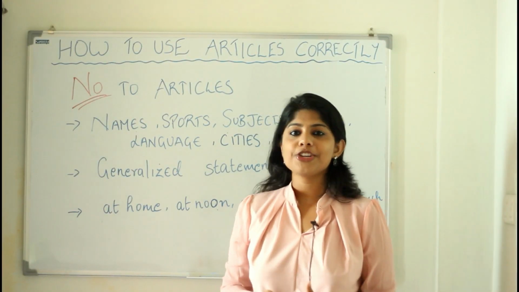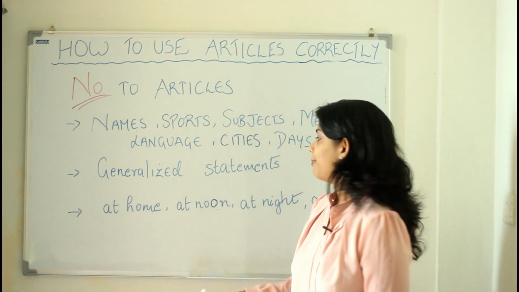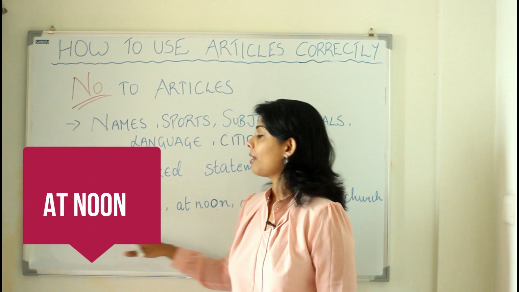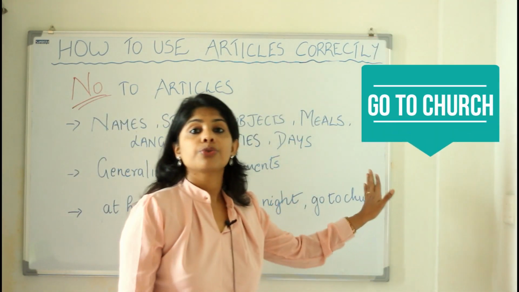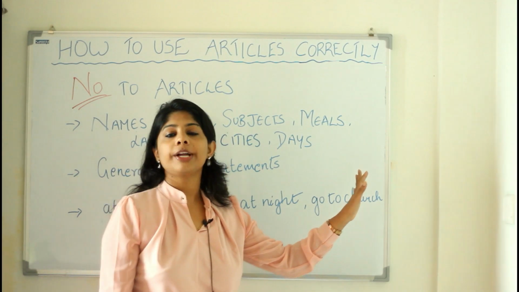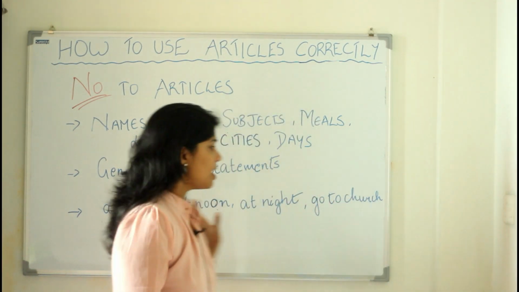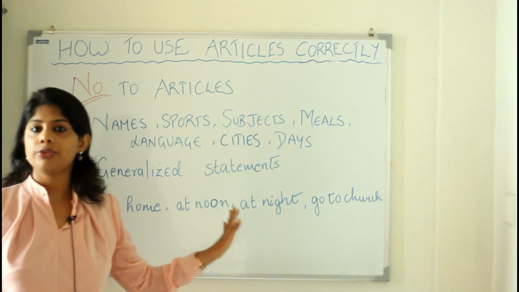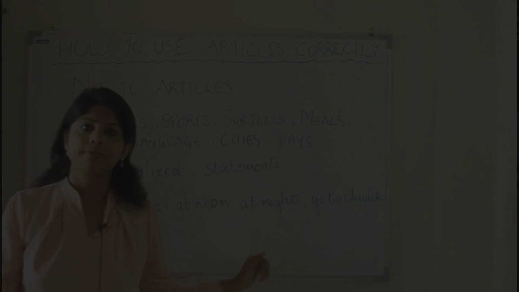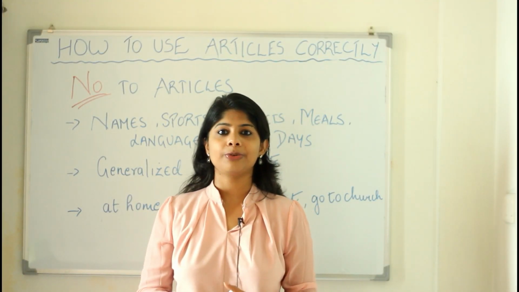There are some words you need to remember which do not have articles in them. For example, at home, at noon, at night, or go to church. You don't say I'm going to the church. You say I'm going to church, right? So these are phrases again that you need to keep in mind that these do not use any articles in them. I hope you have understood all the rules and the exceptions to these rules.